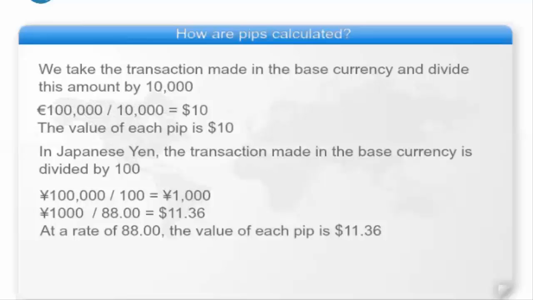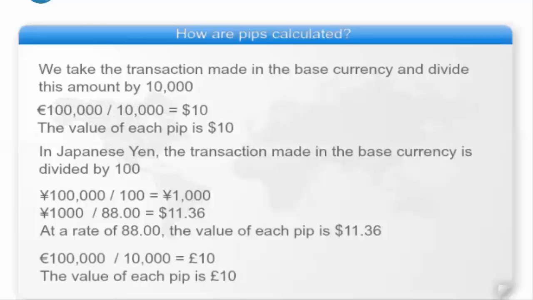Here's another example. We'll take the currency pair of euros to pounds and a transaction of 100,000 euros. Each pip is worth 100,000 divided by 10,000 and therefore worth 10. And in what currency are we paying in? In pounds, meaning that every pip is equal to 10 pounds.